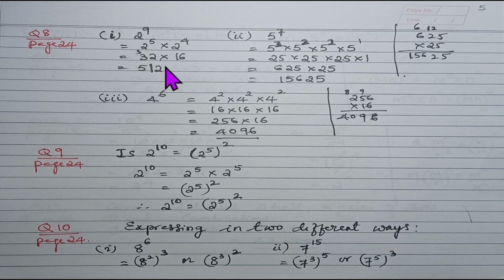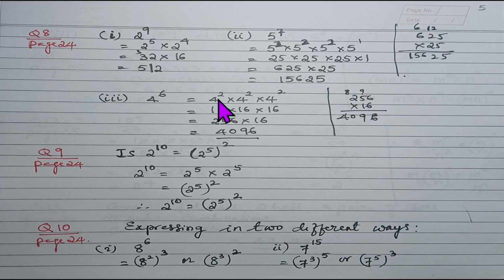Now if you are asked to find out 5 raised to 7, then split it as 5 raised to 2, 5 raised to 2, 5 raised to 2 into 5 raised to 1, because 2 plus 2 is 4, 4 plus 2 is 6, 6 plus 1 is 7, and that is correct. So 5 square is 25, 5 square is 25, 5 square is 25, 5 raised to 1 is 5. When we multiply 25 into 25 it becomes 625, into 25, that is 15,625 is the answer.